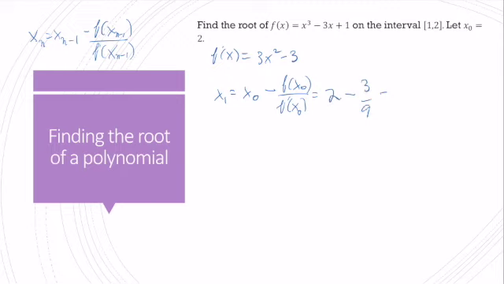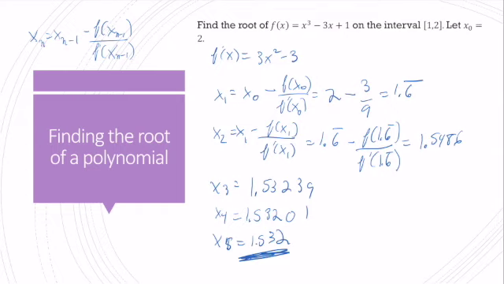So we can kind of see that the root this is approaching is this number right here. It's going to keep getting really, really close to that number. And we can do that as many times as you want. And you can round as many decimals as you want. In the homework, it should give you instructions for how many decimals to round to.